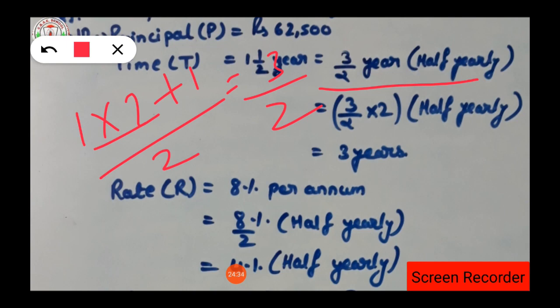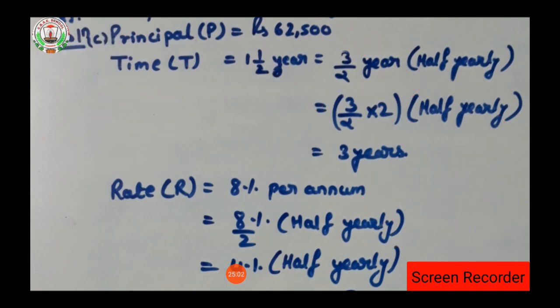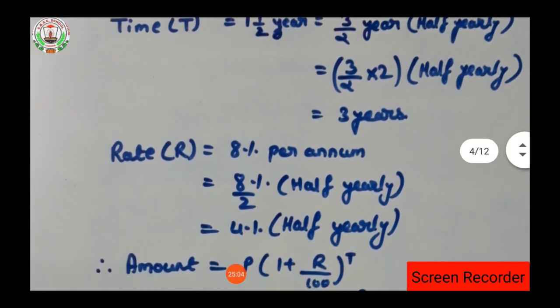If it is compounded half yearly, that means this time will be multiplied by 2. Remember students, when it is said in the question that it is compounded half yearly, you have to multiply the time by 2. Suppose time is given as 3 years and it is compounded half yearly, that means time will be 3 into 2, so it will be 6 years. Clear?